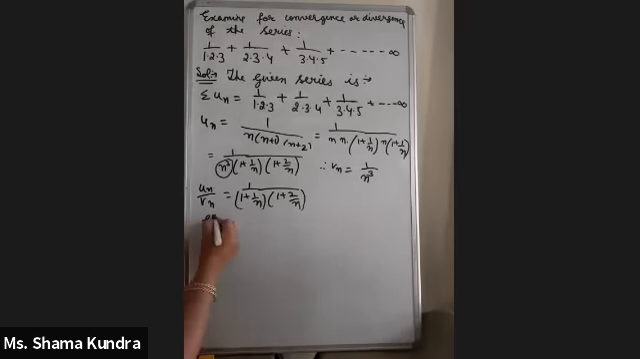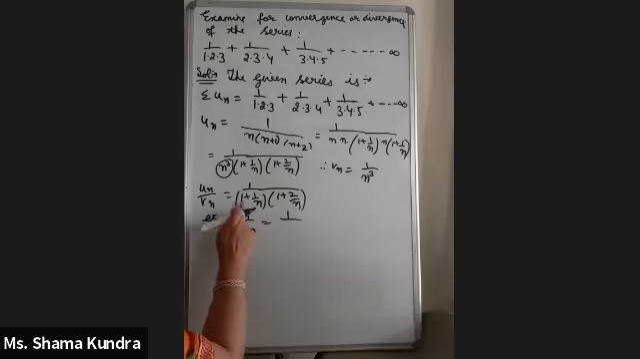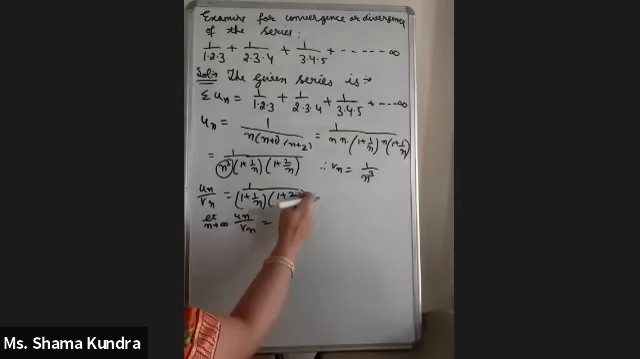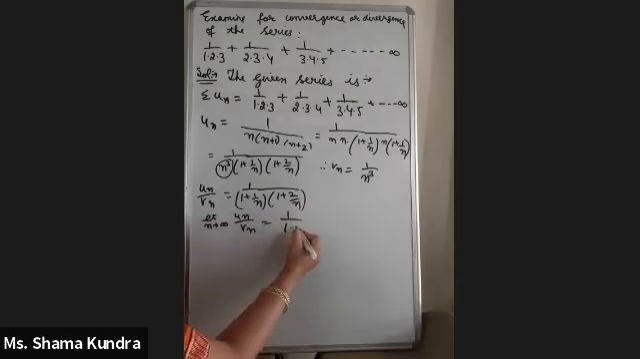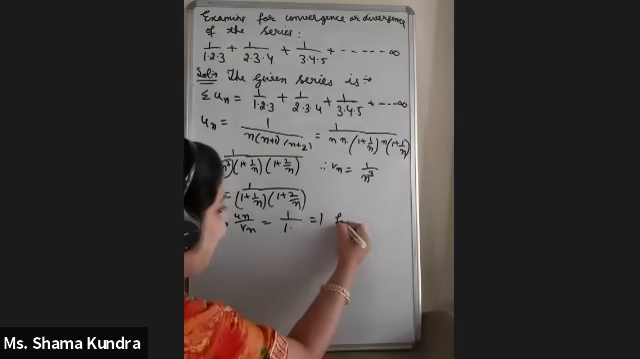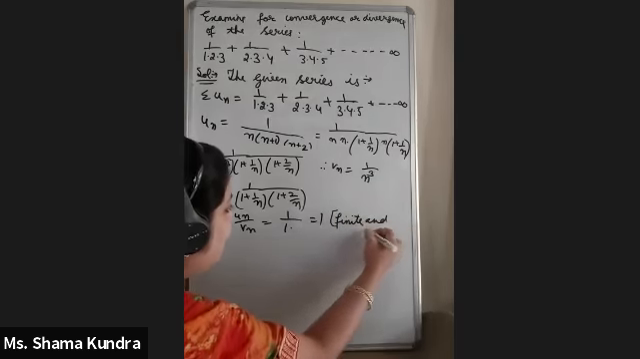So as the limit n tends to infinity, un over vn will be 1 over 1 plus 1 over infinity, which is 0, so 1 plus 0 is 1. 1 plus 2 over infinity: 2 over infinity is 0 and 1 plus 0 is 1. 1 into 1 is 1. So the limit comes out to be 1, which is finite and non-zero.